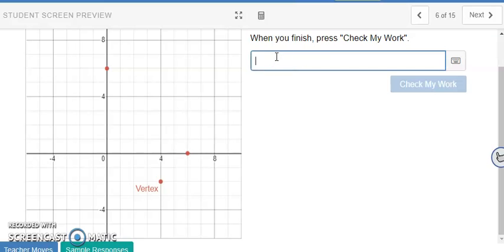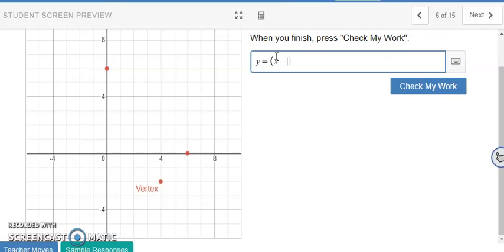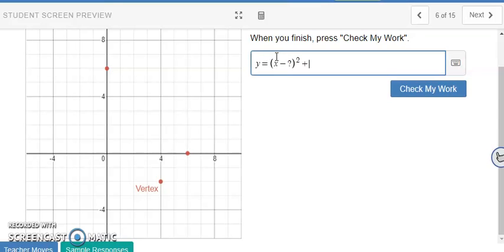So the vertex in this problem is at (4, -2), so it's going to be y is equal to, in parentheses, x minus my number, squared, plus my number. So the number is going to be 4 because the vertex is at 4 as the x value. And then the k value is -2.